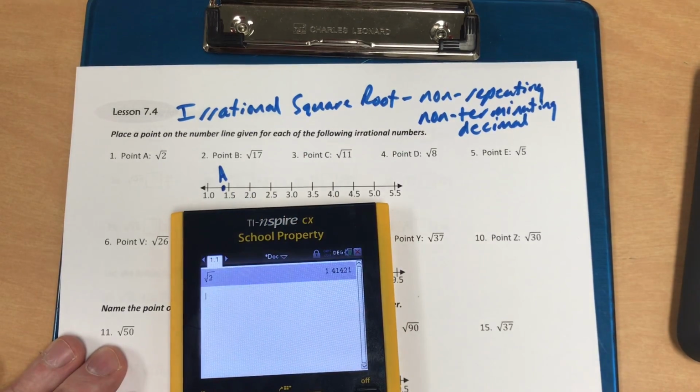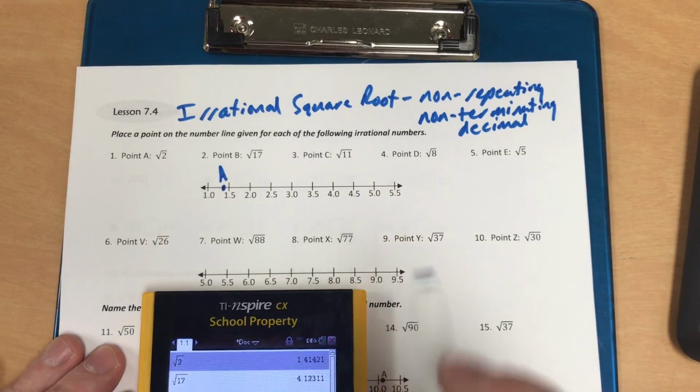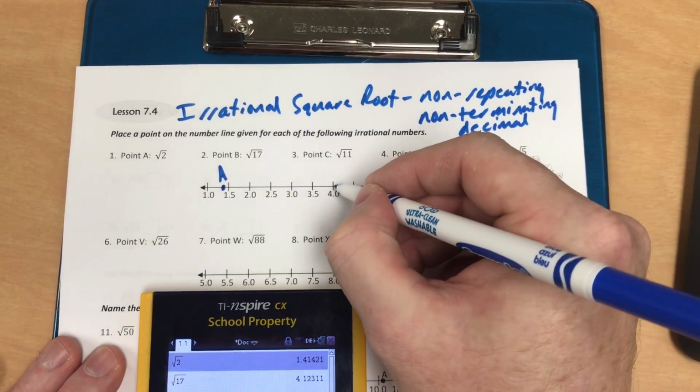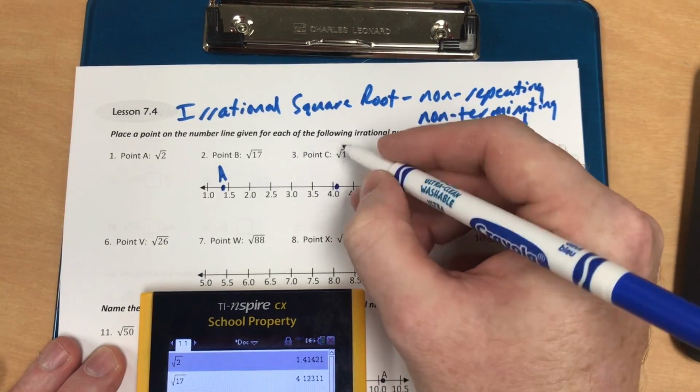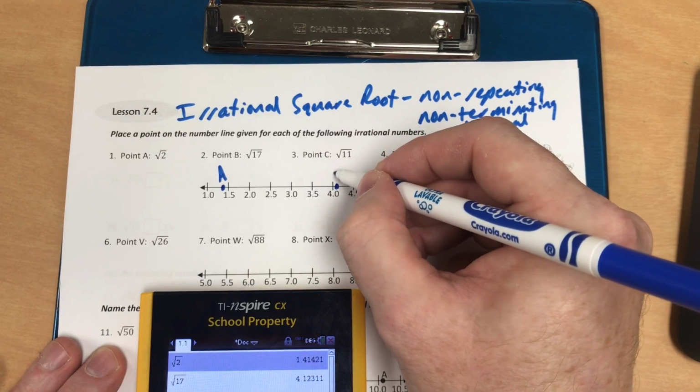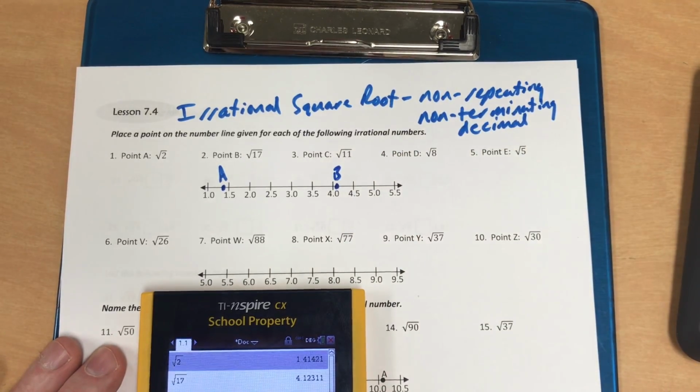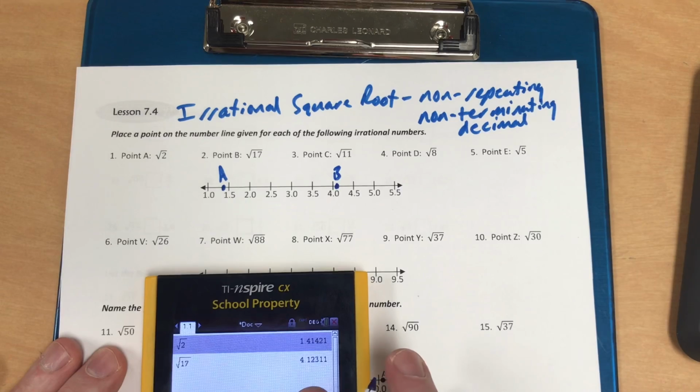Point B, square root of 17 is 4.12. So that's just a little bit more than 4. So I'm going to come over here, place a dot just a little bit bigger than 4, a little bit greater than 4, and graph point B. Okay, so this is calculator work.